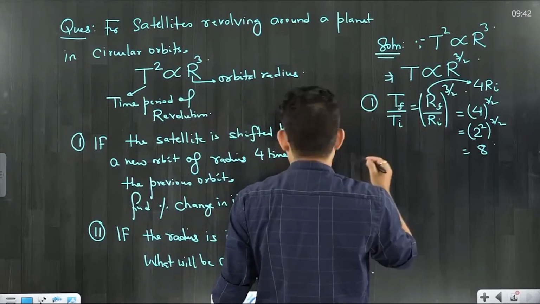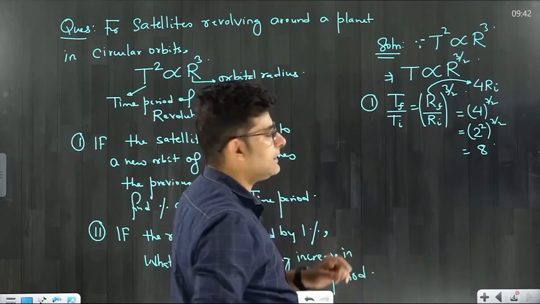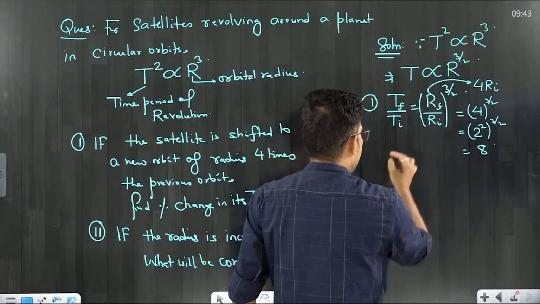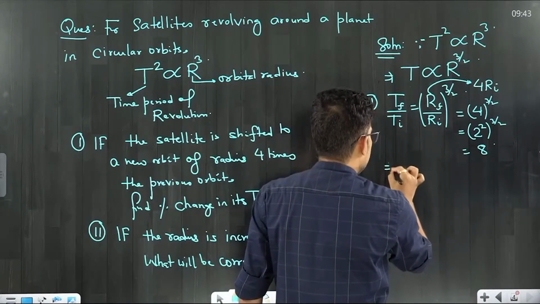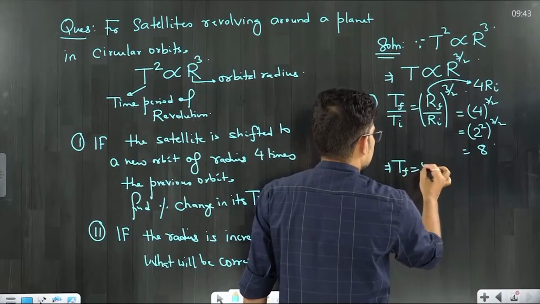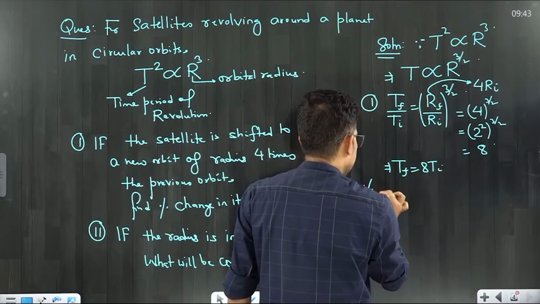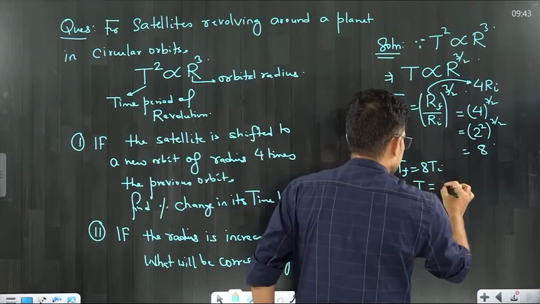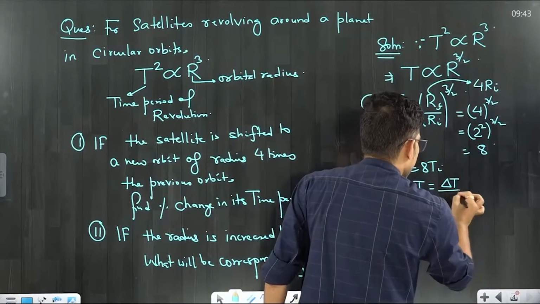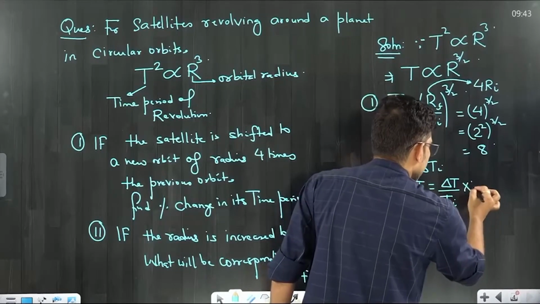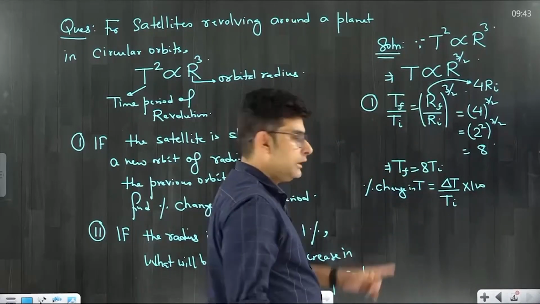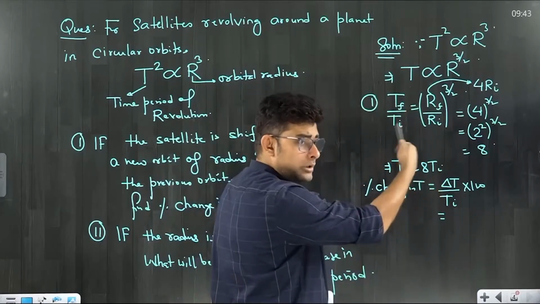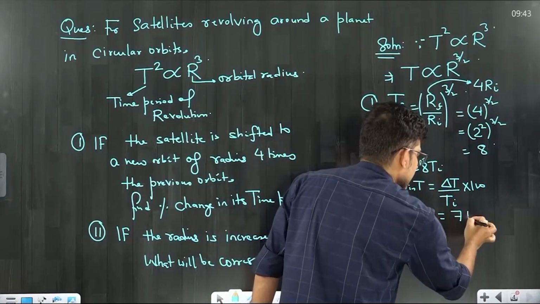So what is the percentage change they are asking in time period? T final will be 8 times T initial. So percentage change in time period is delta T by T initial into 100. Now what is delta T? Change. Final became 8 times. So what is the change? Change is 7 times.